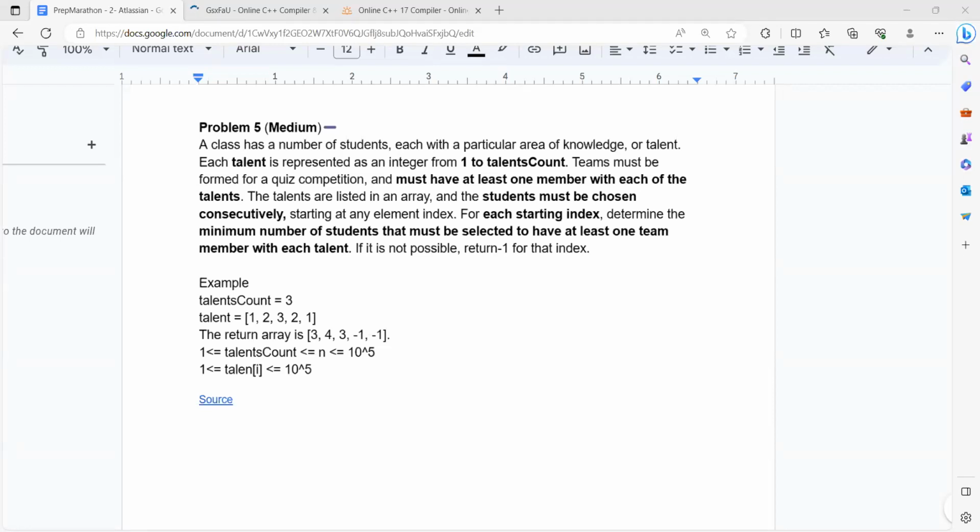So one example can be like this: 1, 1, 2, 3, 1, 2, 4, 1, 2. For the first index, let us find the minimum number of students that I will need to get all the talents. For this array, how many distinct elements are there? The distinct elements are 1, 2, 3, 4. So my goal here is to get 4 distinct elements, starting from the first index.